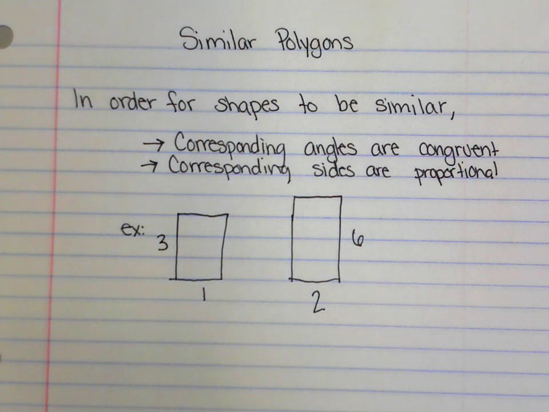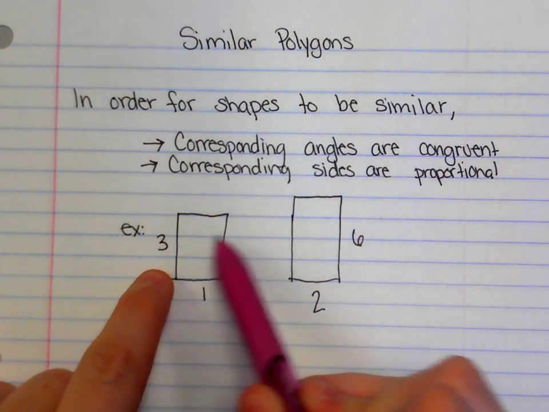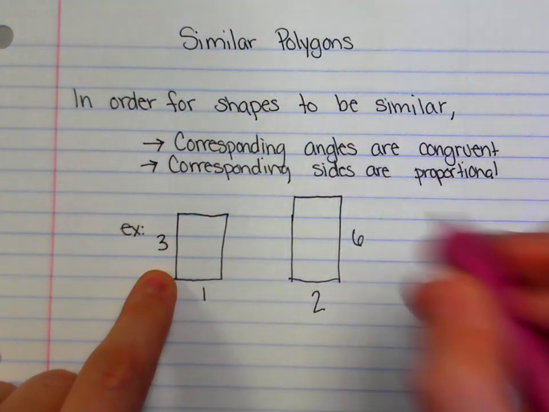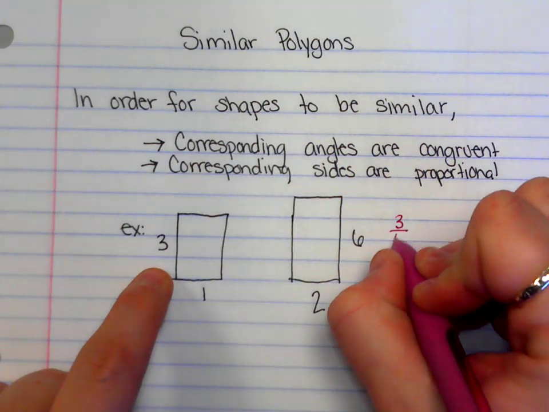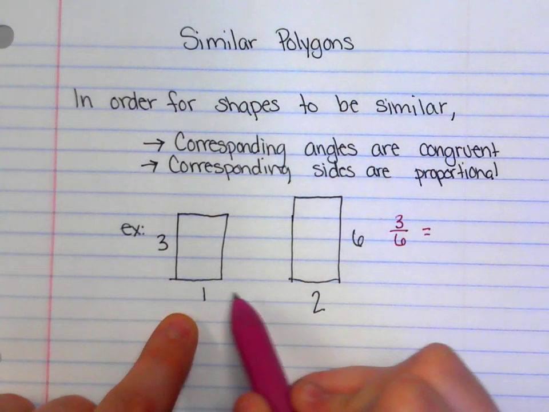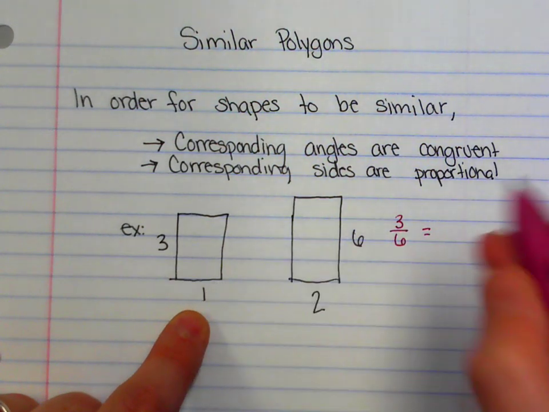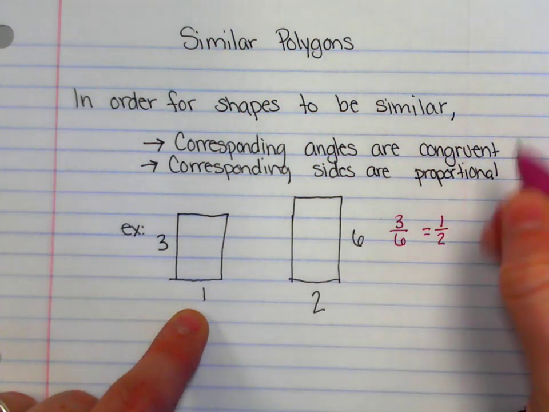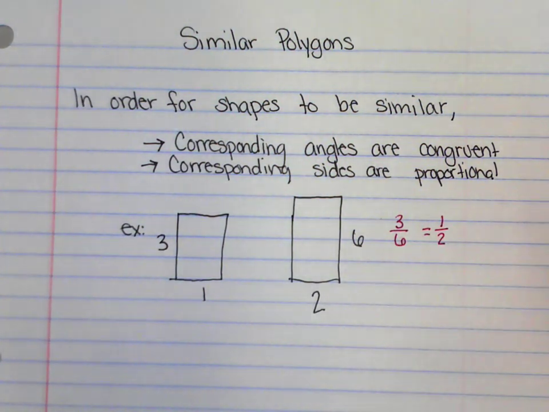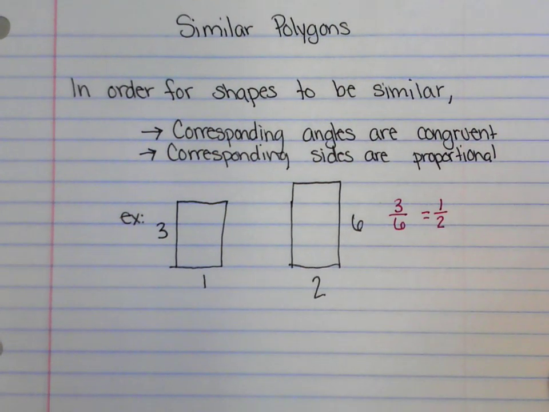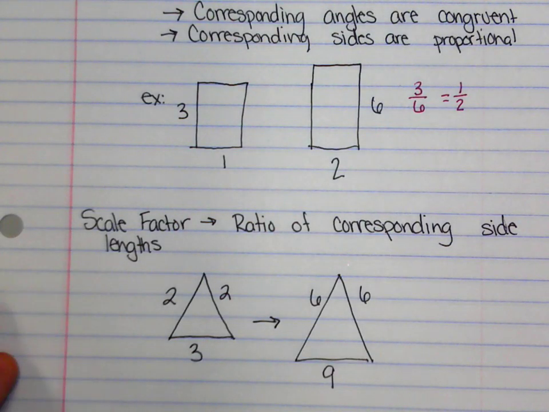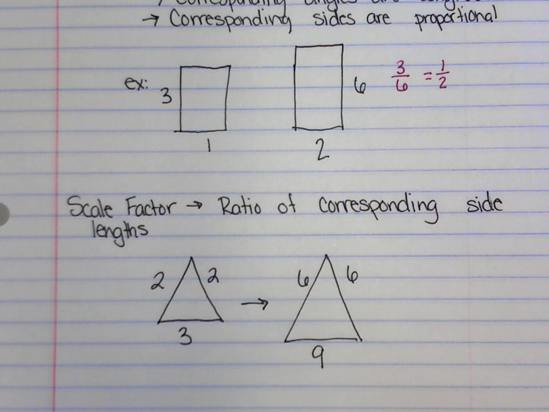What that means is if I set up my heights as fractions, like 3/6, it should be equivalent to the bases as fractions, 1/2. 3/6 does simplify down to 1/2. So you know that we do have proportional sides. So these are similar.